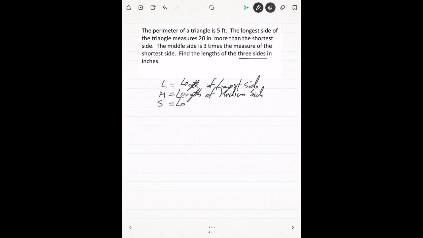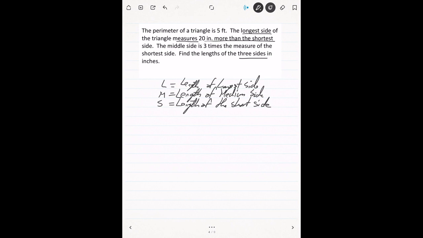And S is the length of the short side. So the shortest side there. Let me write that a little neater. And we have our 3 unknowns, so that means we're going to need 3 equations. We should look to see what our 3 different relationships we're told about for these different quantities. Well, one we can see right away is that the longest side measures 20 inches more than the shortest side.